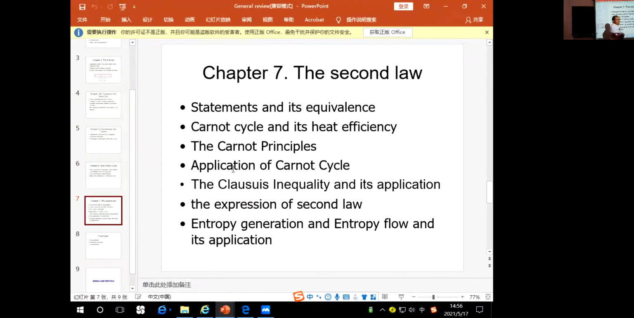If you get questions like this, asking whether the process or cycle is possible or impossible, whether the process is reversible or irreversible, I think you should try to think here of the Carnot cycle, the entropy generation and the flow, and the Clausius inequality. Maybe these two pieces of knowledge you can use to solve that kind of question.